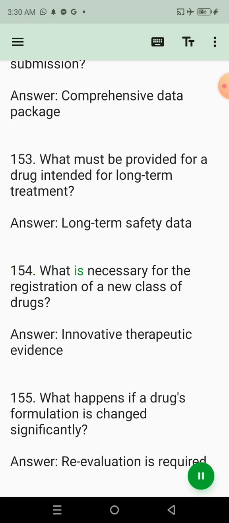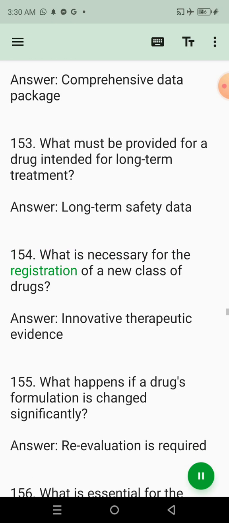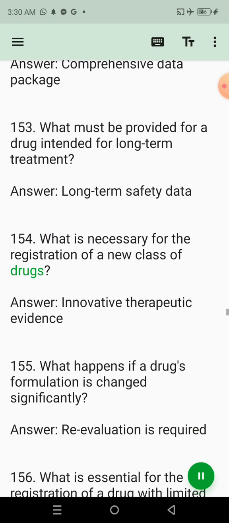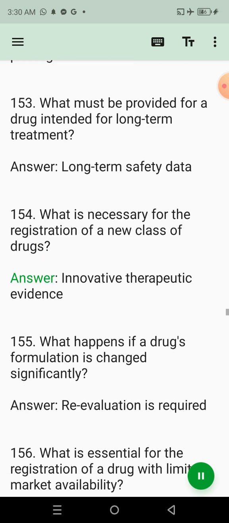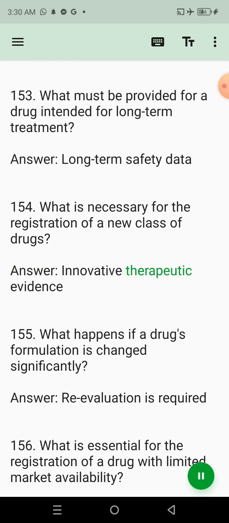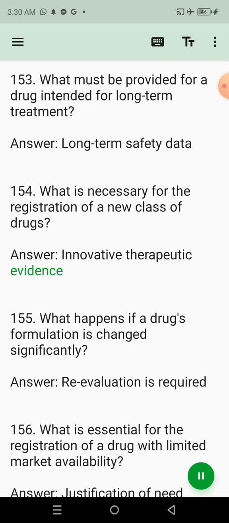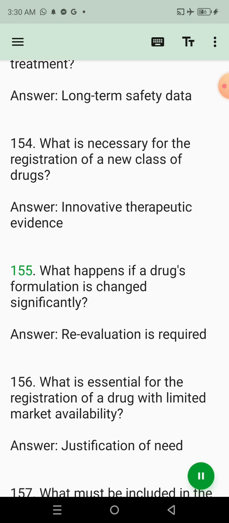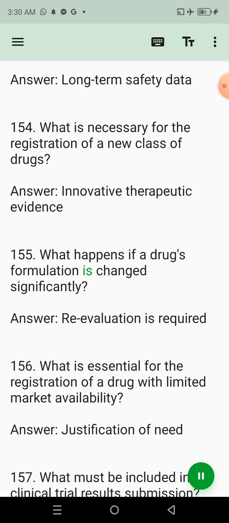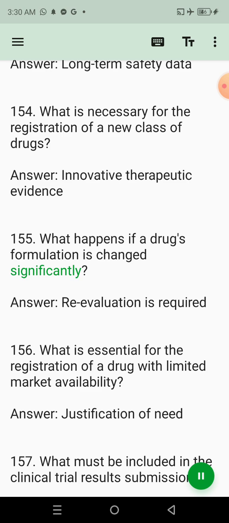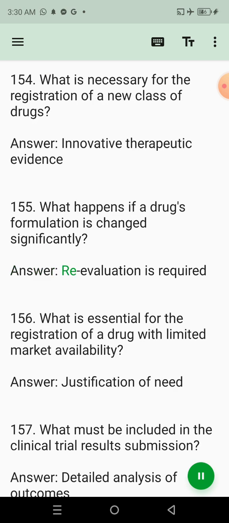154. What is necessary for the registration of a new class of drugs? Answer: innovative therapeutic evidence. 155. What happens if a drug's formulation is changed significantly? Answer: re-evaluation is required.